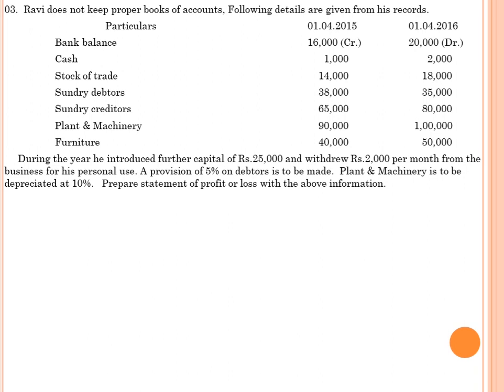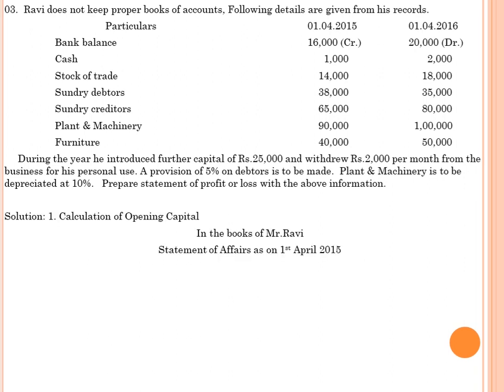Here the information is given for 1/4/2015. Consider this the opening balance, and 1/4/2016 the closing balance. So adjustments we are going to incorporate only in the closing balance. So here we need to find the opening as well as closing capital. How are you going to find the opening and closing capital? With the help of the statement of affairs. Before we work out the problem, please recall all provisions and the format in the chapter. Okay, now I am going to work out the problem.